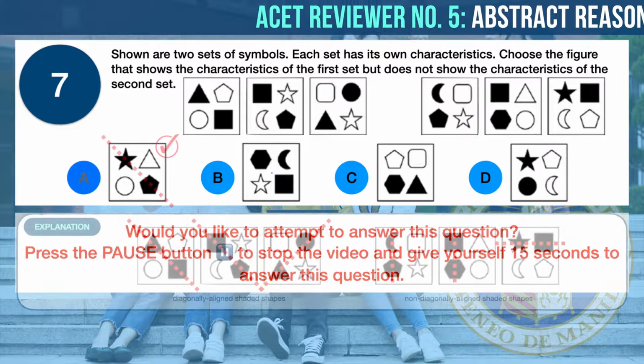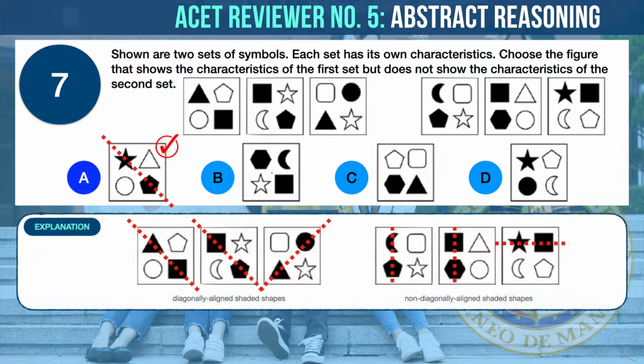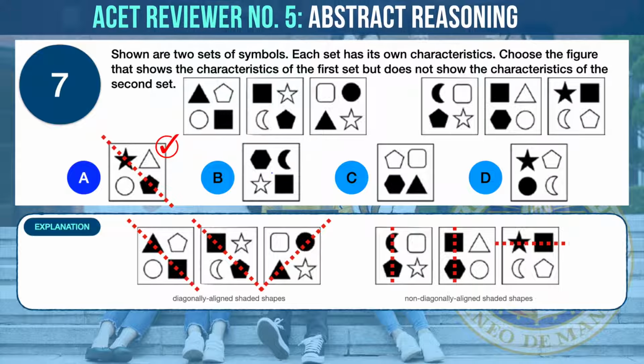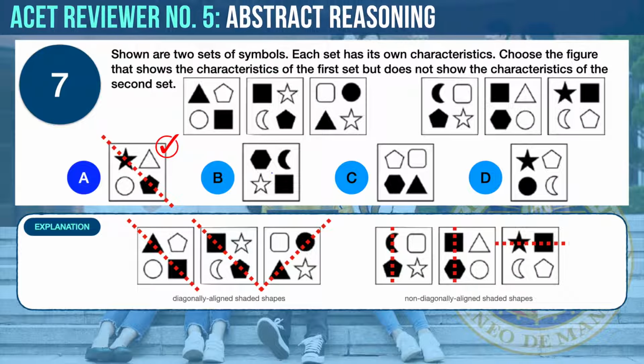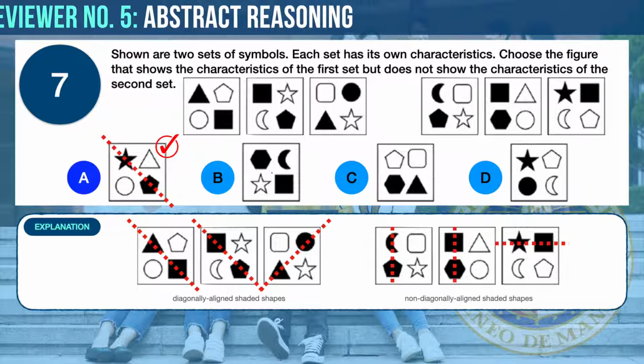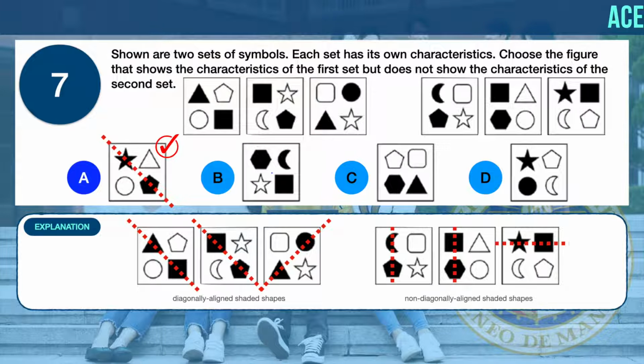The correct answer is A. The figures in Group 1 have diagonally aligned shaded shapes. Among the answer choices, only A has diagonally aligned shaded shapes.